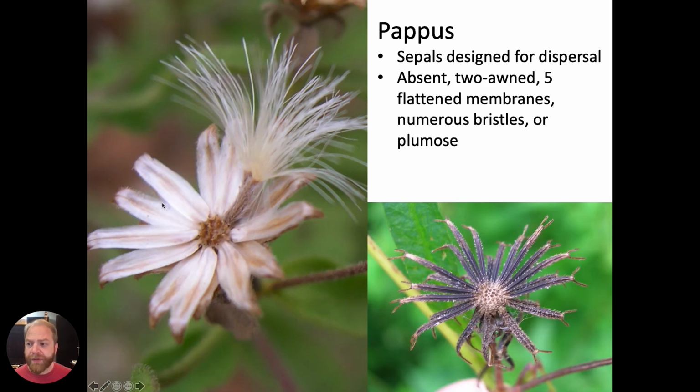Lastly, let's talk about the pappus. The pappus is a very variable structure within Asteraceae, and it helps identify major groups, especially at the genus or tribal level. The pappus is derived from sepals, and in many cases, it doesn't match the number of sepals that the flower should have. So, typically, the flower parts in Asteraceae are 5.